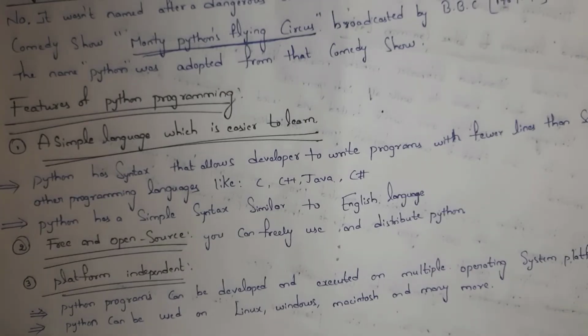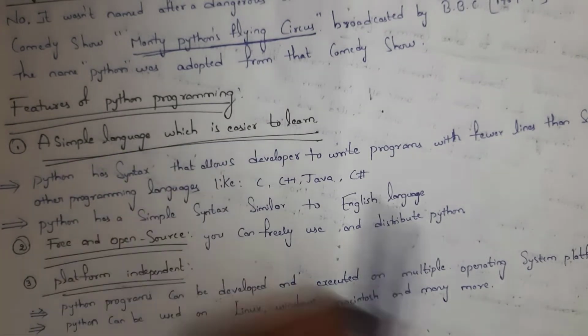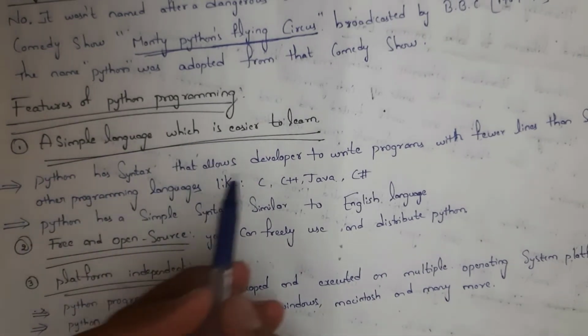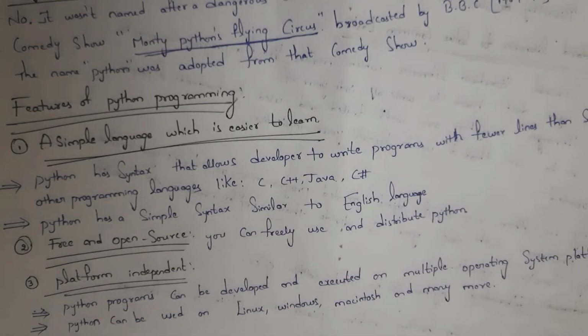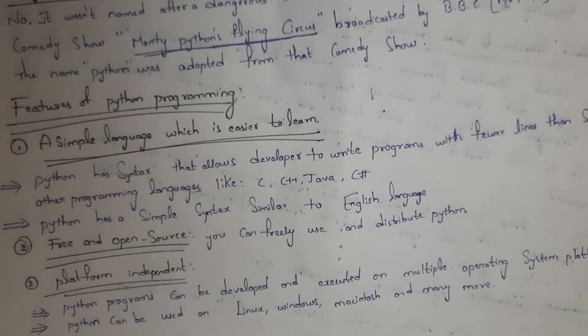Next, I will explain features of Python programming. First feature is a simple language which is easier to learn. That means Python has syntax that allows developers to write programs with fewer lines than some other programming languages like C, C++, Java. Compared to all other programming languages, Python has very simple syntax and the syntax is in English-like language, so it is easier to learn.